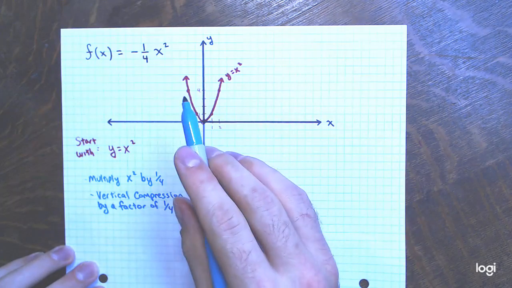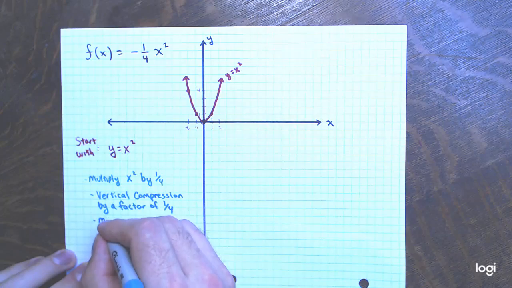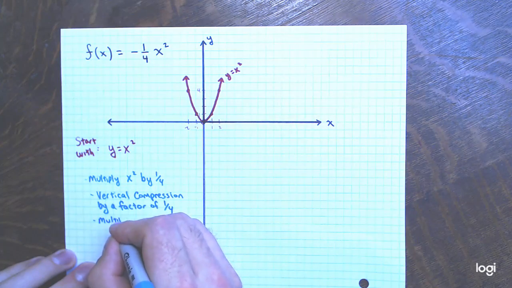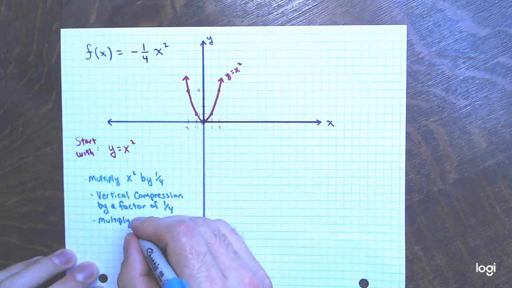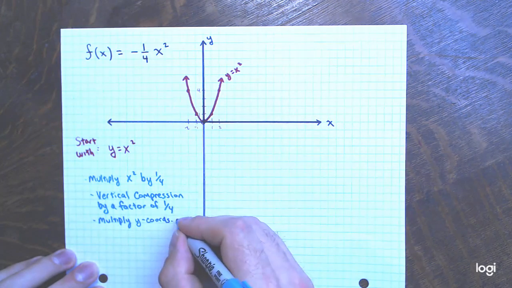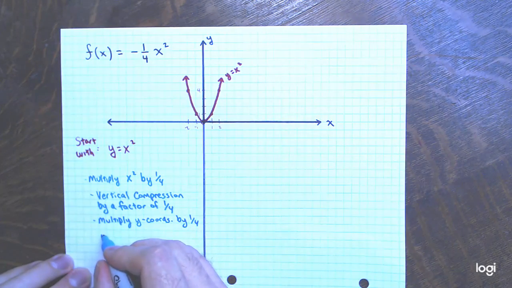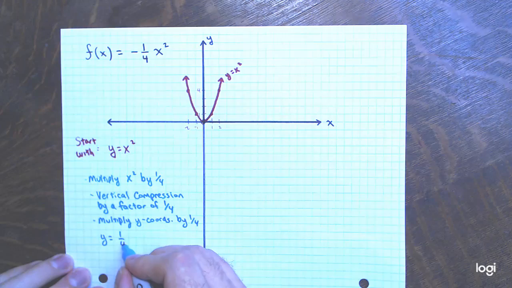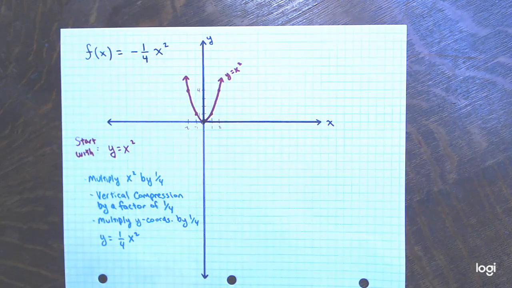Or you just, again, multiply all the y coordinates by a quarter. I'll write all three of these things, because they all mean the same thing. Multiply the y coordinates from the original graph by 1/4. Alright, so we're looking at y equals 1/4 times x squared, right? Leave the rule the way it was, multiply by a quarter.